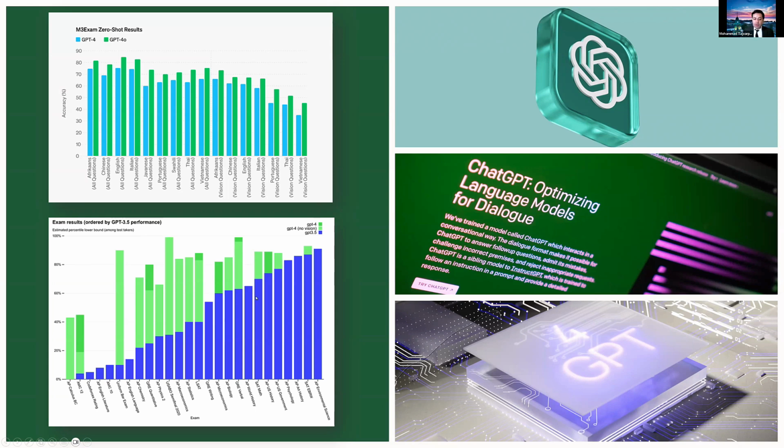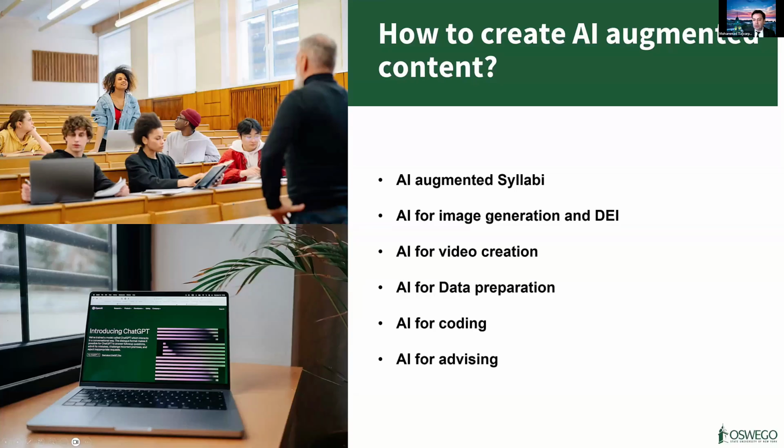And this improvement that we see here happened in the course of only 1 year. From GPT 3.5 to GPT 4, it was just 1 year. It's not GPT Omni yet. GPT Omni is much better than this one. So this is the capability of the system. Now let's see how we can use it in our courses.